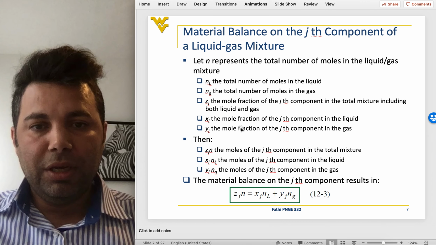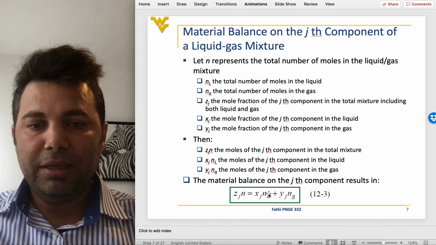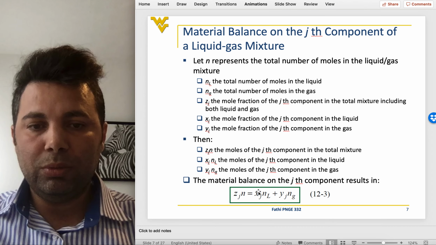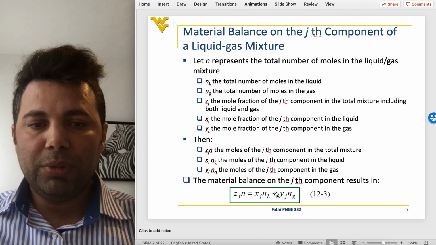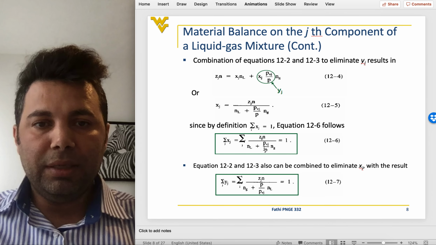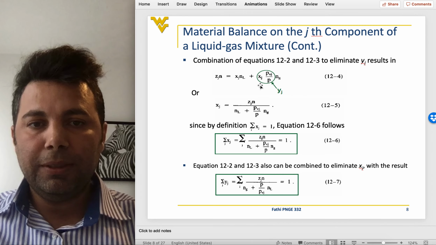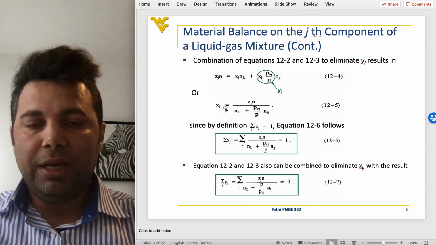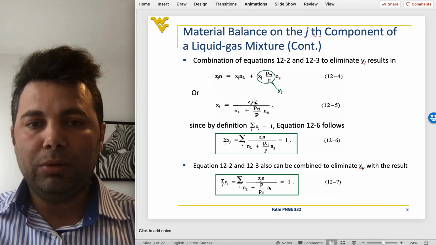That's one equation. I can write the material balance, and I can say the mole fraction of any component in the total mixture times the total number of moles in the mixture is equal to the mole fraction of that component in the liquid times the total number of moles in the liquid plus the mole fraction of that component in the gas times the total number of moles in the gas. Then I can replace Yj or Xj with equation 12.2, and I can come up with equation 12.14. Then I can factor the Xj out and have Xj equal to Zj n over NL plus PVJ over P times Ng.